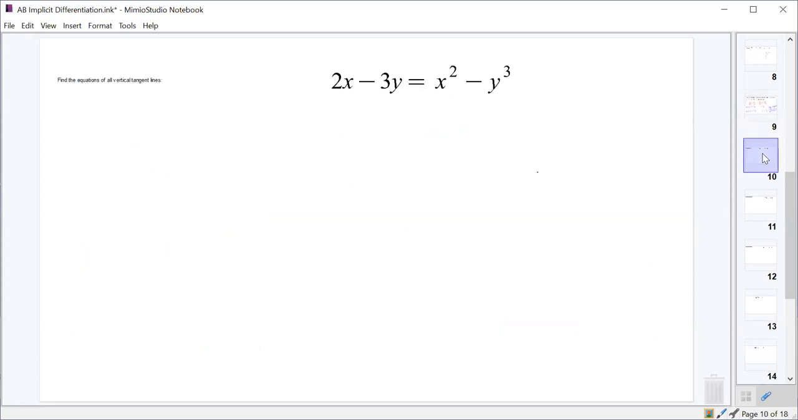All right. So now we're going to move on and do some stuff that's more painful and more complicated. We're going to try to find the equations of all the vertical tangent lines of this equation. So the first thing you're going to do is take the derivative of this and solve for dy/dx. And then we're going to work from there. So I want you to find the derivative of this. You have 2 minutes. Ready, go.